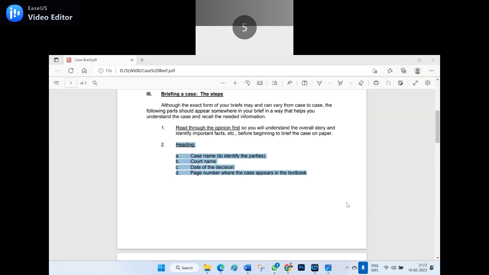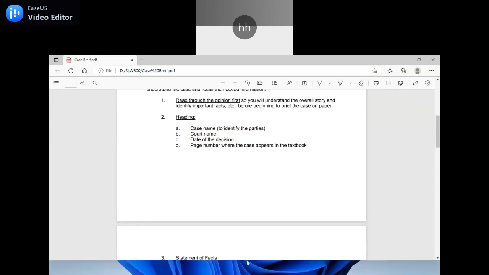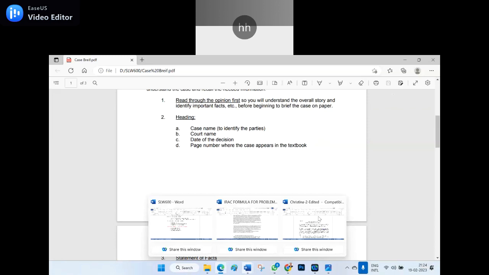See, that is not the way of reading. I will read it in style. Heading, then A, case name within parentheses to identify the parties. B, court name. C, date of the decision. D, page number where the case appears in the textbook. It is the heading section. When you are writing the heading section, you have to follow this style. And the example also I have given and sent to you, and I will show you how it would be now. Here is one of the examples which I have given.